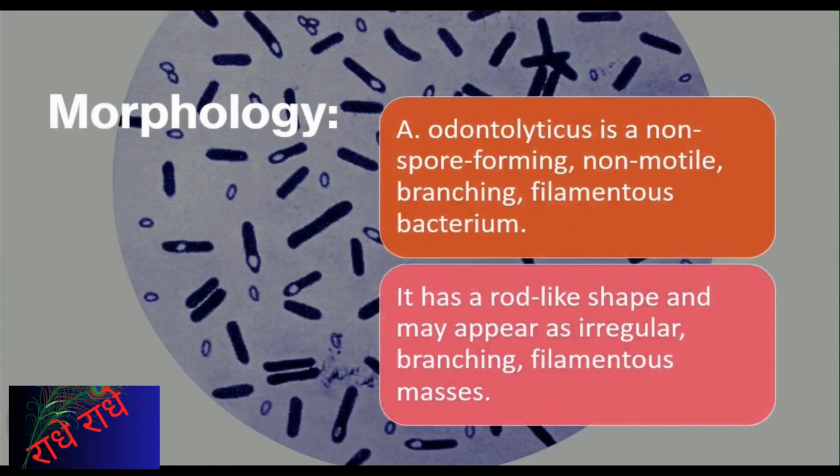Odontolyticus is characterized by its irregular, branching, filamentous masses. These masses give the organism its unusual branching, filamentous morphology and can lead to the formation of dental plaque and periodontitis.